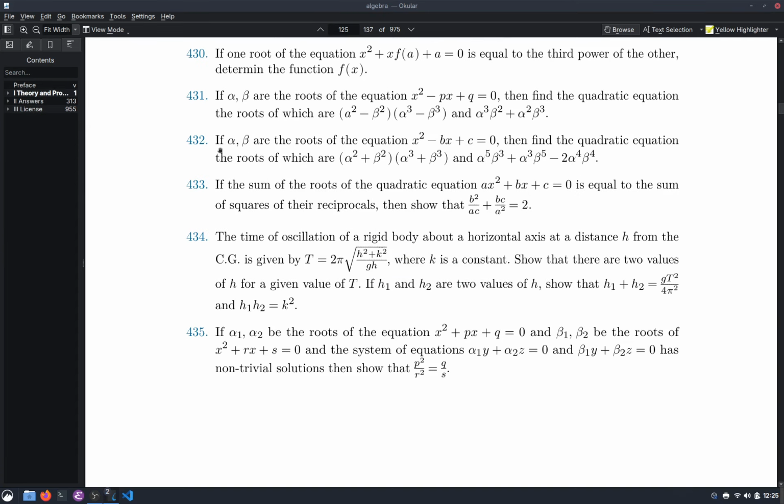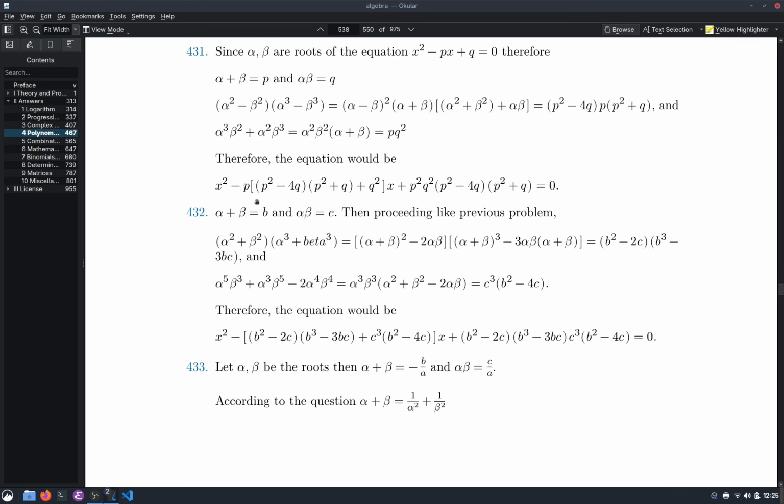Question 432 says that if alpha, beta are the roots of the equation x square minus bx plus c is equal to 0, then find the quadratic equation, the roots of which are alpha square plus beta square and alpha cube plus beta cube, and alpha to the power 5 beta cube plus alpha cube beta to the power 5 minus 2 alpha to the power 4 beta to the power 4. So from the given equation, we have alpha plus beta is equal to b and alpha beta is equal to c. Now there should be a beta here, it's a typing mistake. So we have alpha square plus beta square and alpha cube plus beta cube.